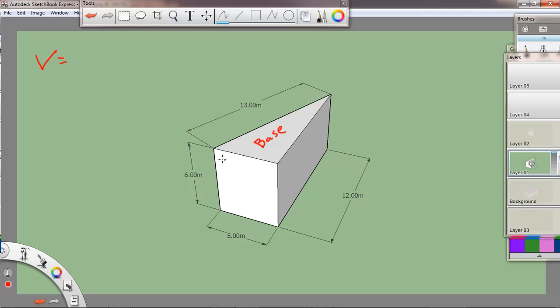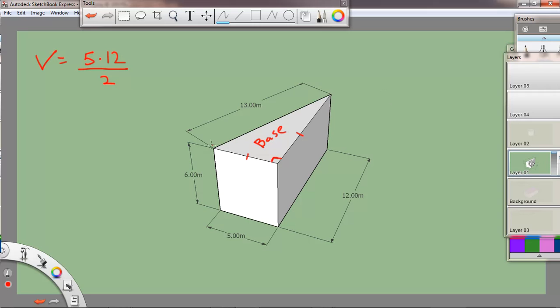I need to find the area of the base first, which is going to be, well, this is a triangle. This is a right angle. So this is going to be base times height divided by 2. That's the area of my base. So that's going to be, let's see, this side is the same as this length. 5 times 12 divided by 2. Well, 5 times 12 is 60. Divided by 2 is 30.